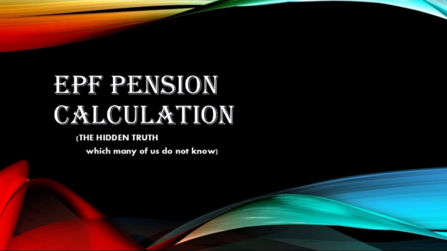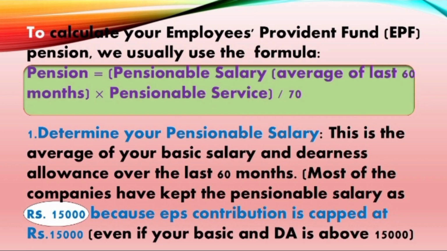So, if you have ever wondered how much pension you will actually receive and how it is determined, stay tuned. Let's break it down step by step. To calculate your EPS pension, we usually use the formula: pension is equal to pensionable salary, that is the average of the last 60 months, multiplied by pensionable service, divided by 70.